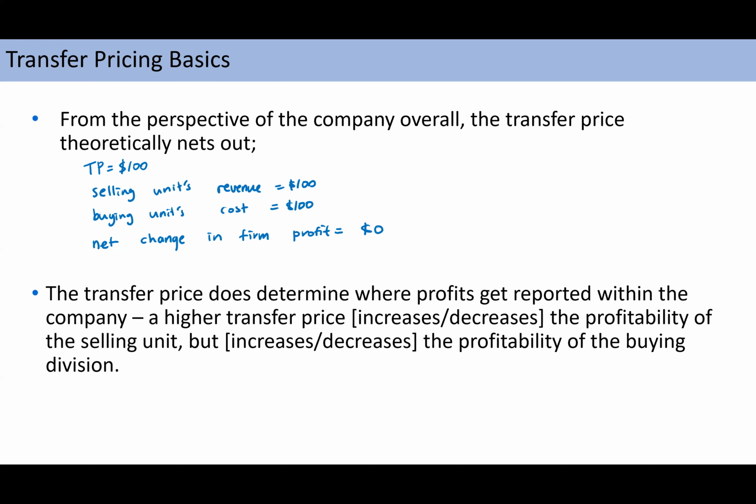However, the transfer price does determine where profits get reported within the company. A higher transfer price increases the profitability of the selling unit, but decreases the profitability of the buying unit. Why? Well, if the transfer price is high, the selling unit is making more money for each product that they sell. At the same time, if the transfer price is set high, the buying unit is incurring more costs every time they buy a product. So let's look at an example to see how this happens.